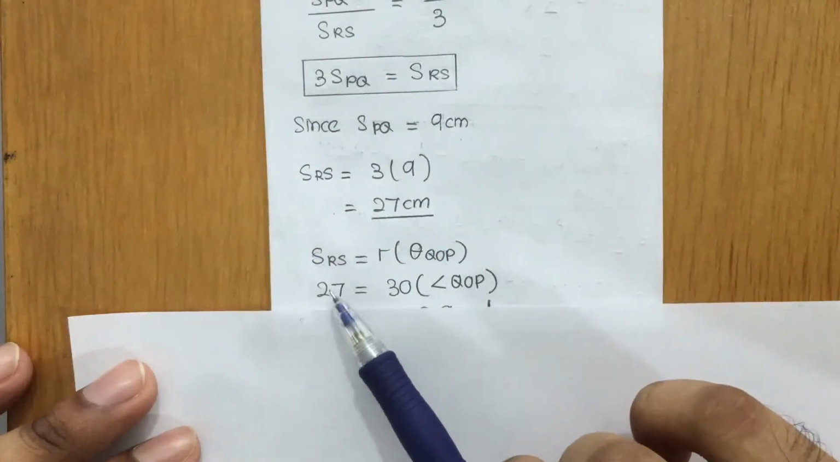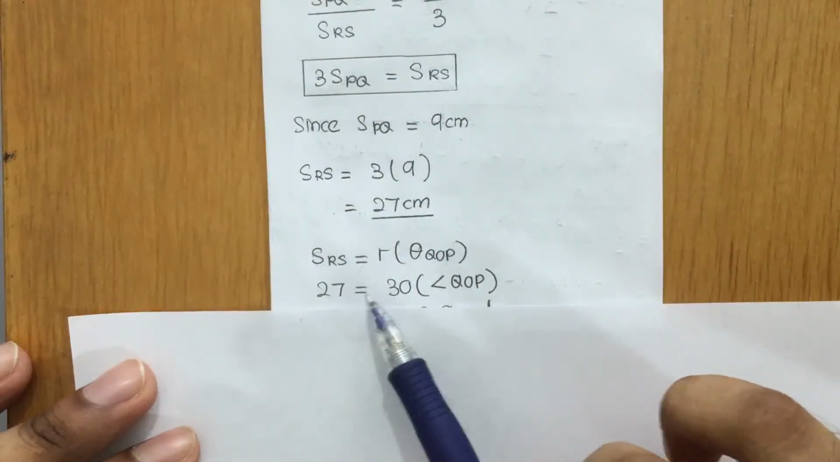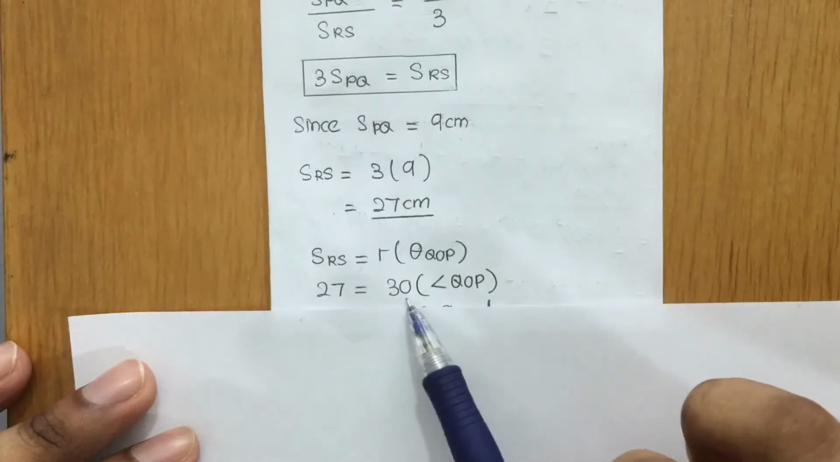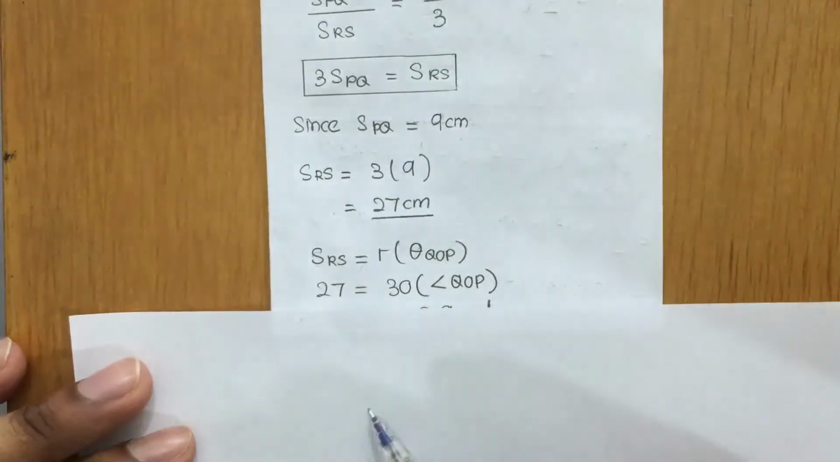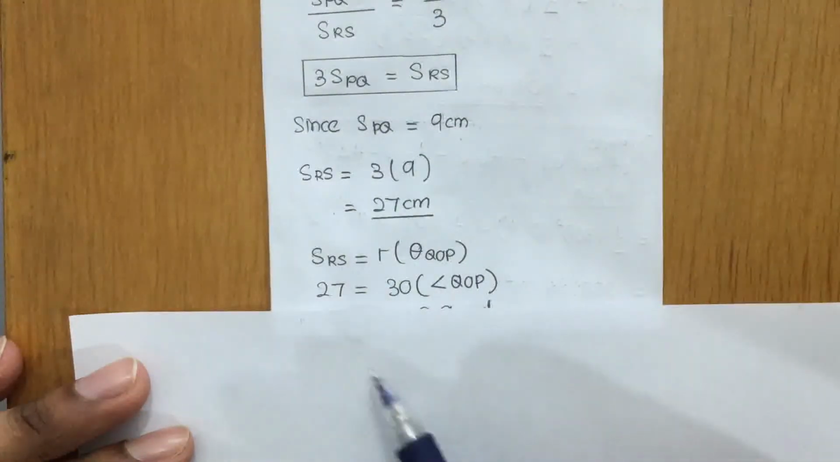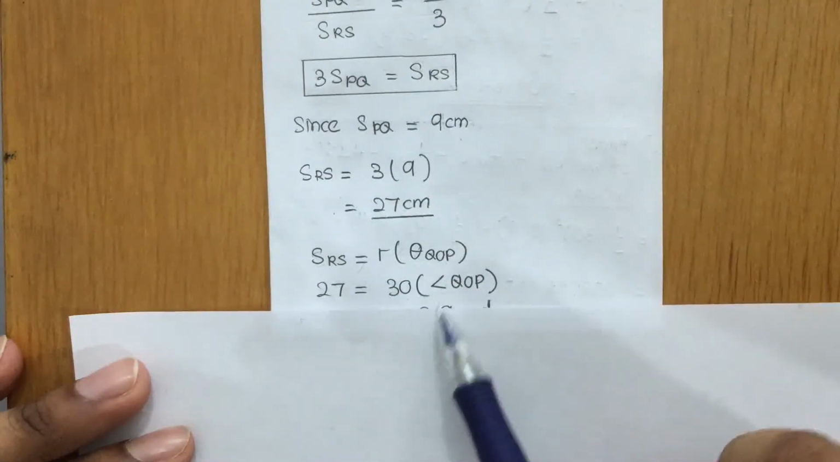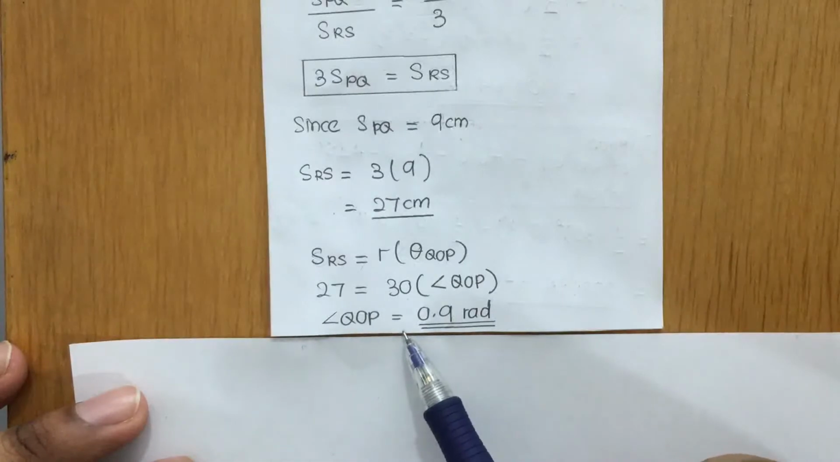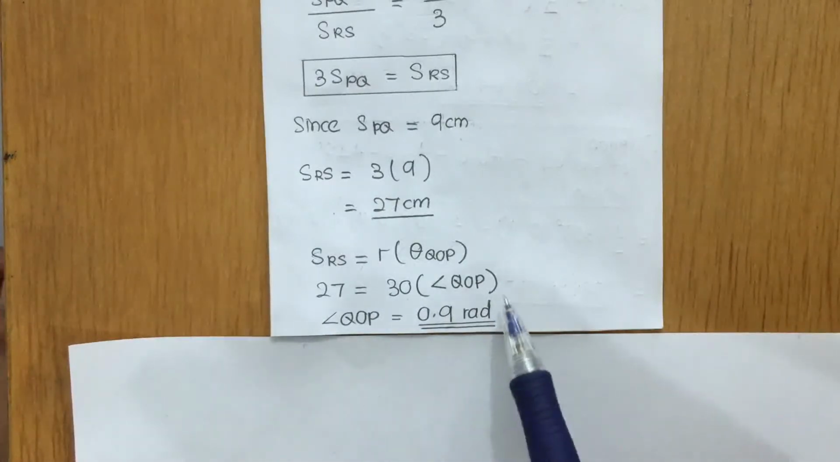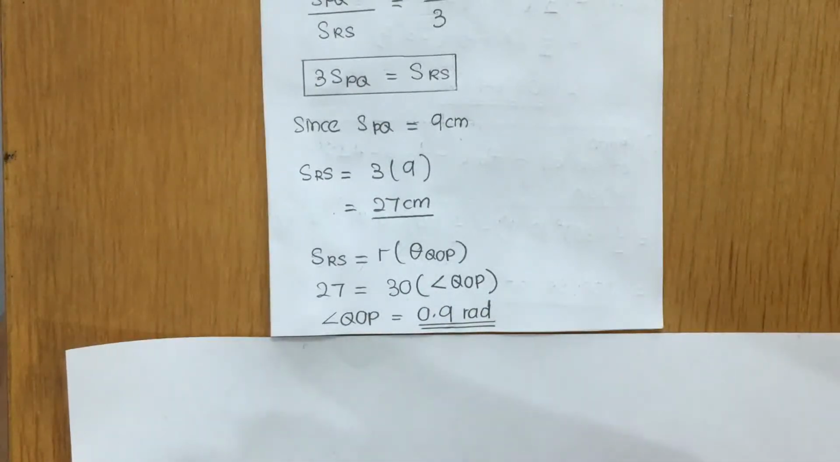So 27, the length of the arc RS, is equal to 30. 30 is your radius, so 30 times angle QOP. To find the angle QOP, what you do, 27 you divide by 30, guys. So from here you get your angle QOP is equal to 0.9 radian. So this is your final answer for part A. Let me proceed to the solution for part B now.